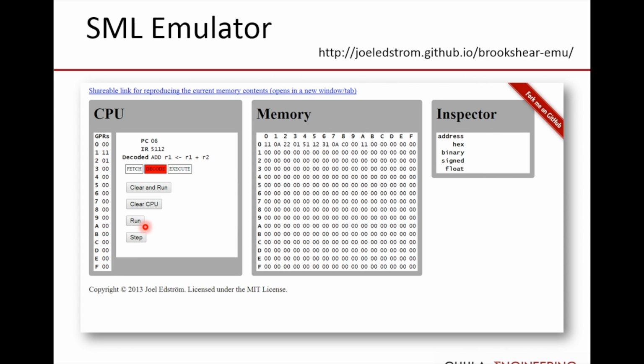You can run the program inside the SML. You can go into steps to see the details of the instruction execution. You can clear and run. Clear and run means it will reset the program counter to 00 and then start the machine cycle by fetching the instruction from memory address 00 and 01, and then continue execution until it finds the halt instruction, or C000. Clear CPU means it will reset the CPU.